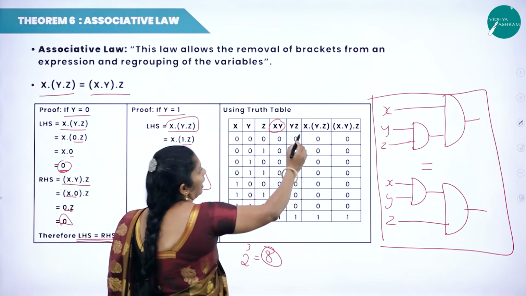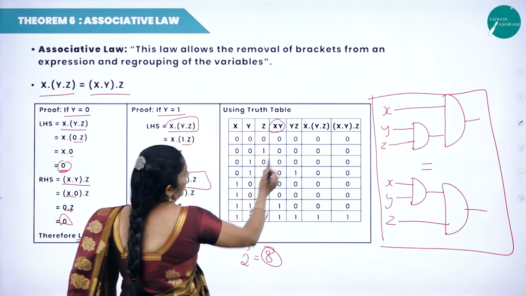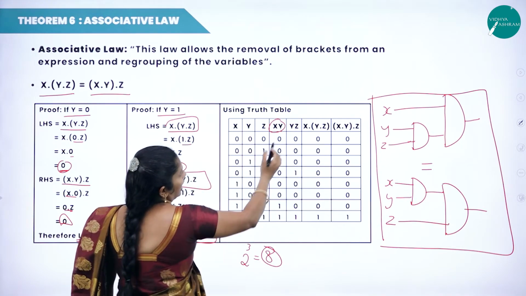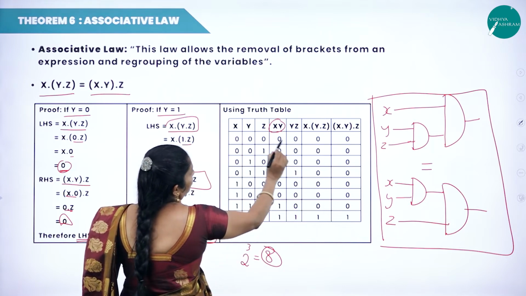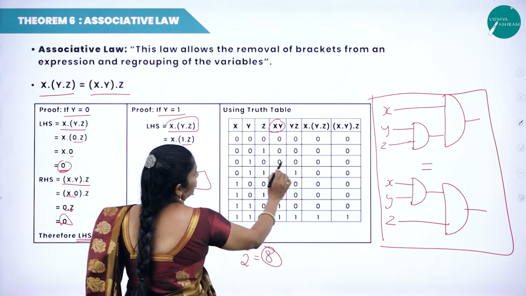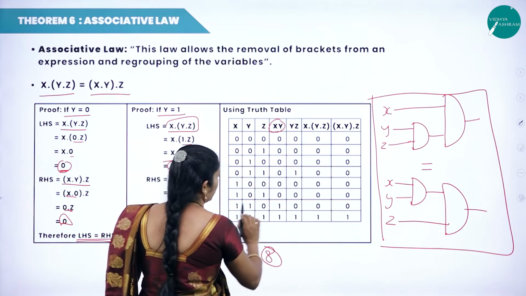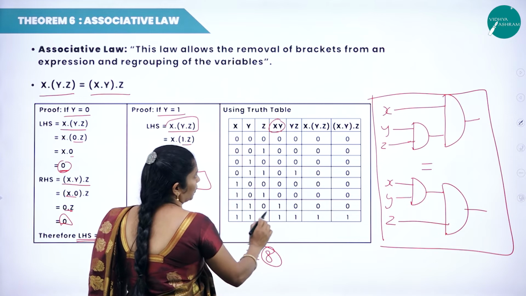Next find out x into yz. Take down the x column as well as the yz column. Then we are going to get, here first the x column as well as the yz column. Here 0 into 0 is 0, 0 into 0 is 0, 0 into 0, 0 into 1 is 0, 1 into 0 is 0, 1 into 0 is 0, 1 into 0 is 0, 1 into 1 is 1 here.